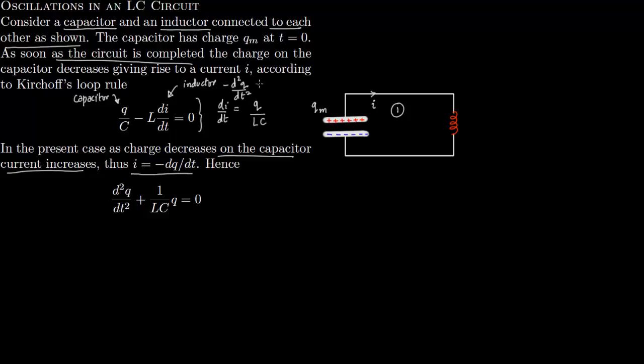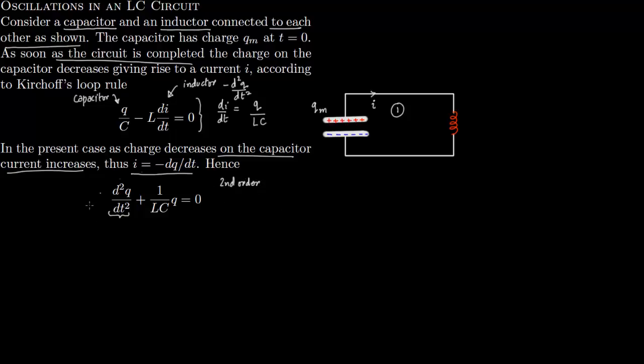So now again rearrange it. So you bring both of these on one side. So you get d2q by dt2 plus 1 by LC Q. So this is nothing but the second derivative right here. So this is the second order differential equation we get.